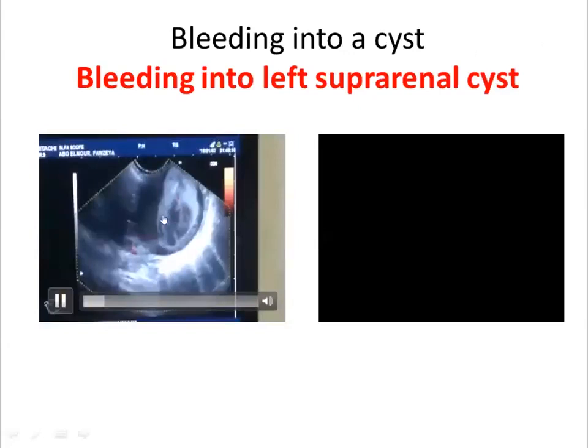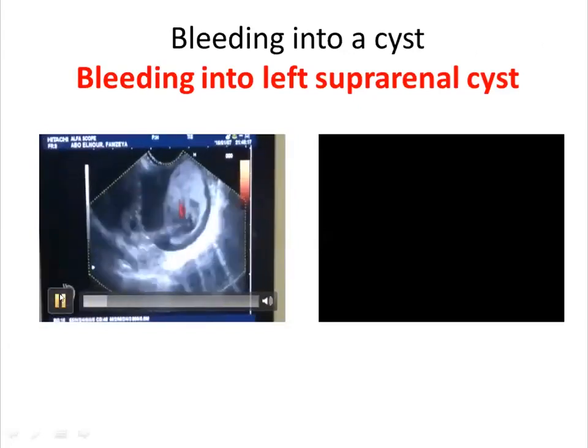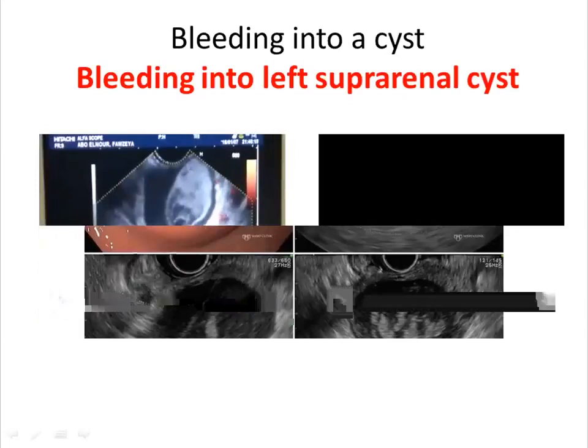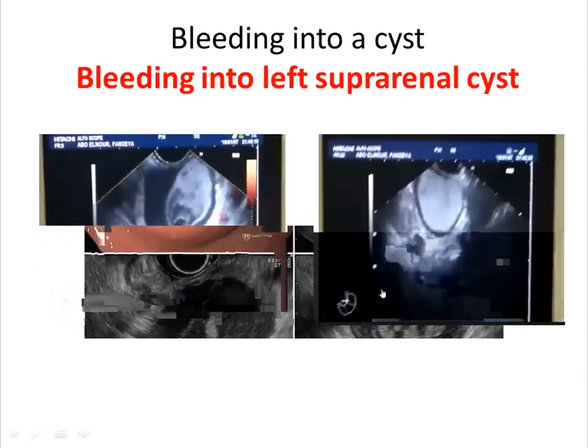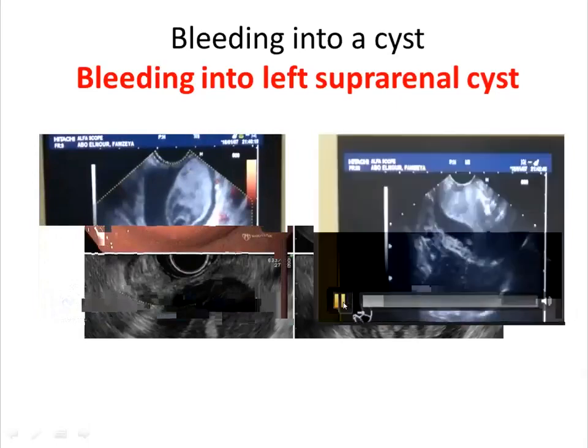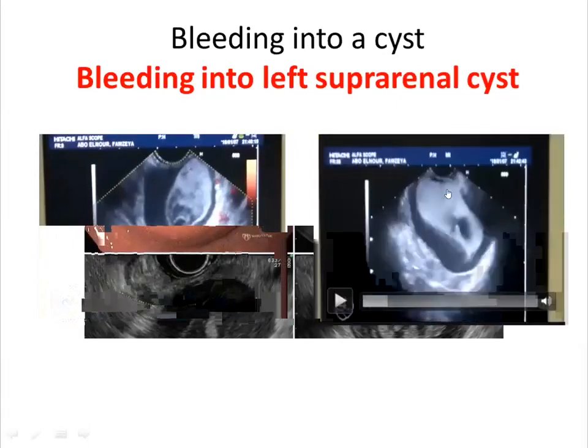I observed the patient with the echo endoscope still inside the patient. I waited for a few minutes. The bleeding increased, but the bleeding vessel stopped. Thank God for that. Why? Because with continued bleeding, the pressure inside the cyst is increasing. So the high pressure inside the cyst will compress the bleeding point. So don't be afraid.